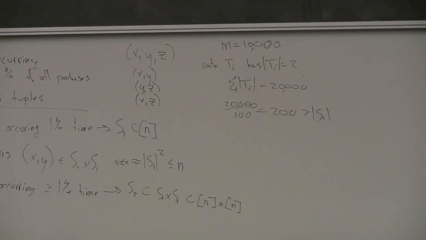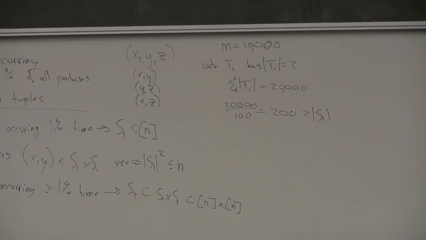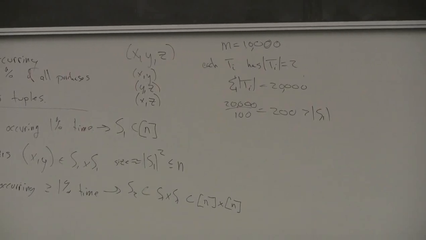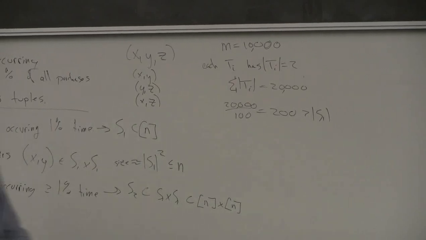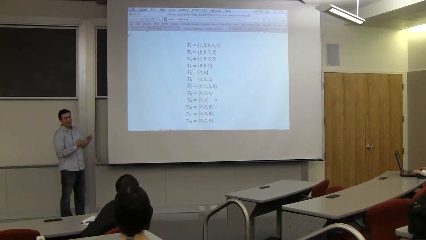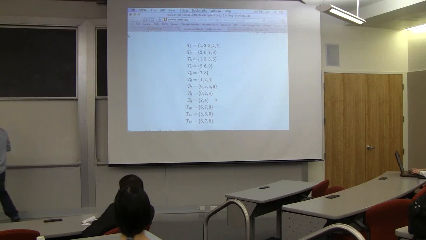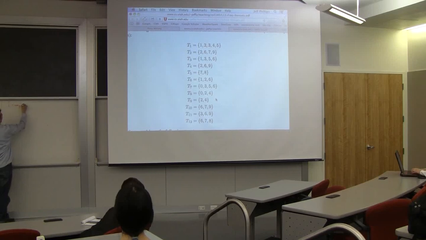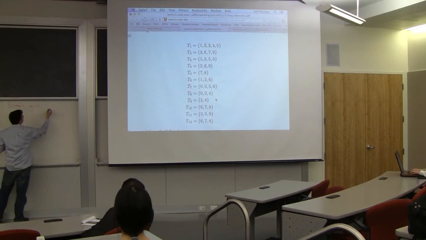Okay, so just to drive this home, I'm going to go through an example here. I'll go through this example where I have these 12 tuples, and the sets are of different sizes, and each tuple has something from this set 0 through 10 in it. So in this example, I'm going to have m equals 12, and n equals 10.